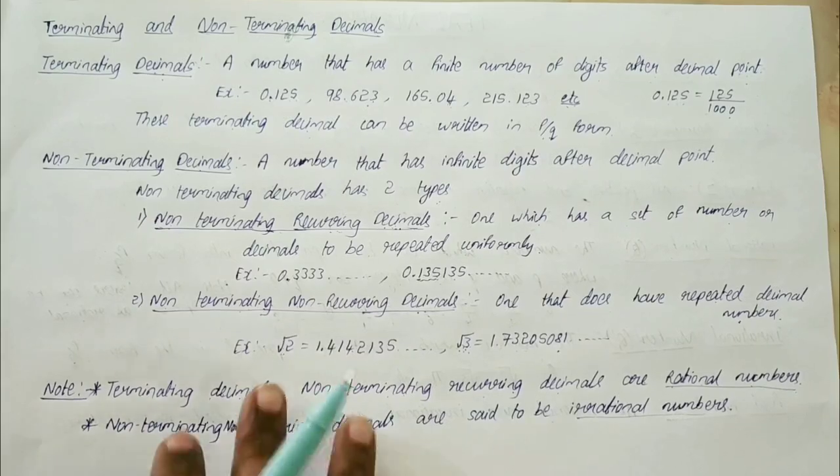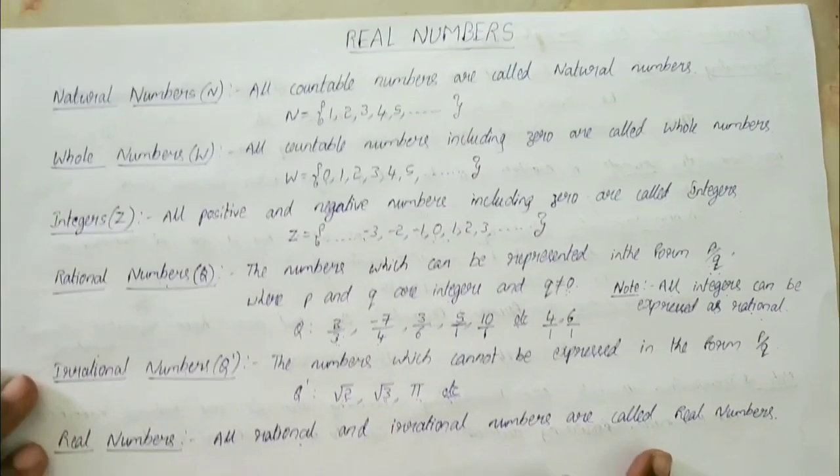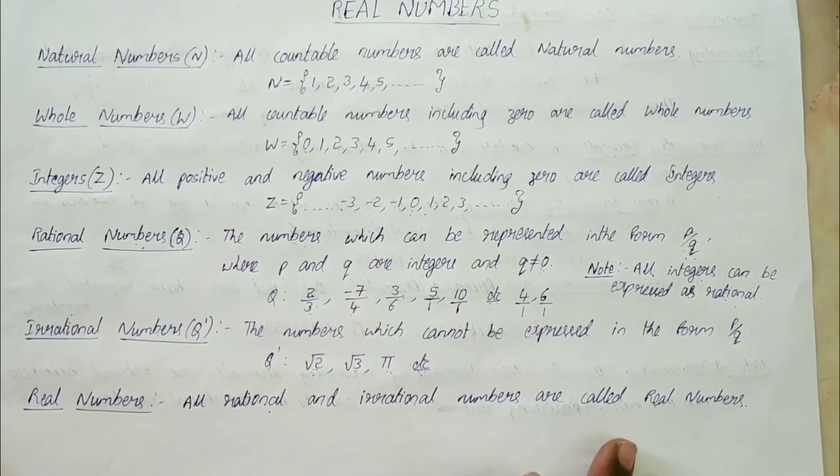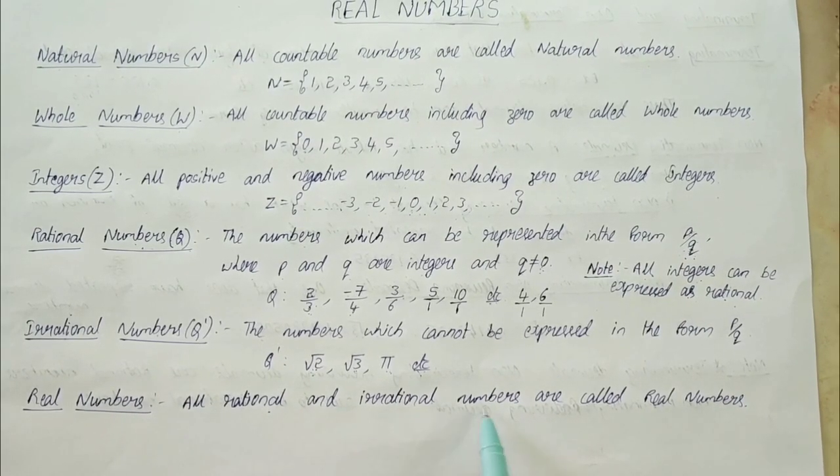So next, coming to our main point, now what are real numbers? All rational and irrational numbers are called real numbers. Rational numbers means they may be integers or they may be fractions, right? So all rational and irrational numbers are called real numbers.